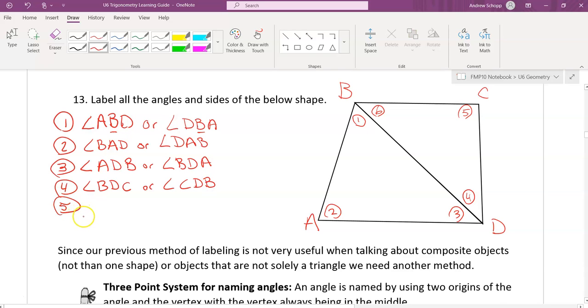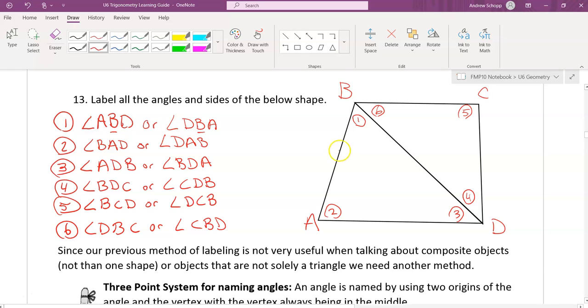For angle 5, we can go with angle BCD or angle DCB. And for angle 6, we could label this angle DBC or angle CBD. So those are all the angles, all the different ways we could label the angles.